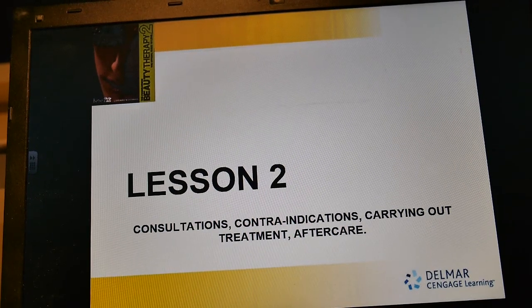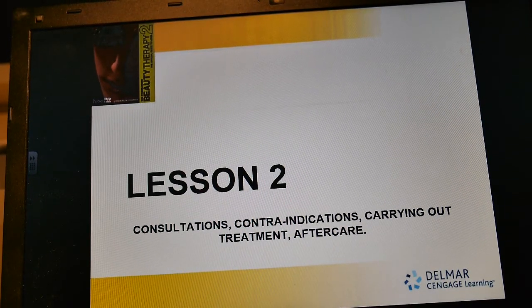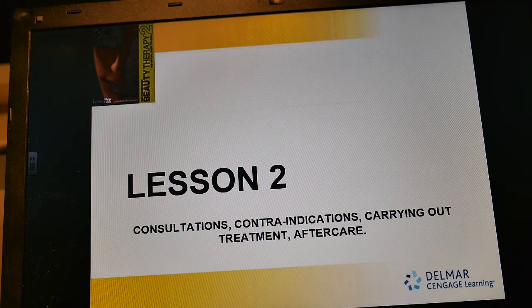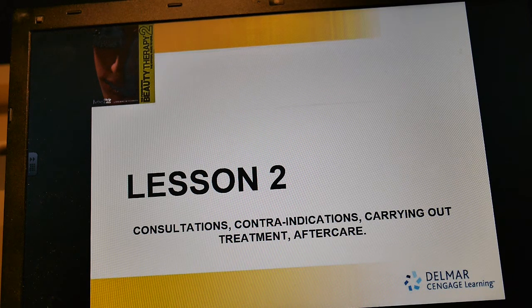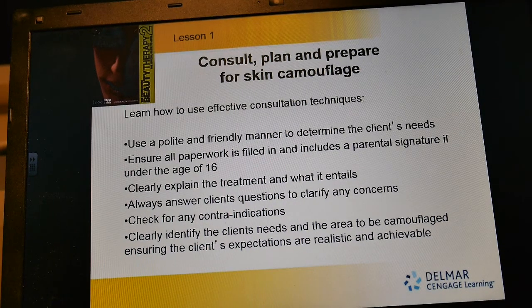Hi everyone, so this is lesson 2 of Skin Camouflage and this is all about how to carry out the consultation techniques, just some little tips, discussing some of the contraindications that may need medical referring, carrying out the actual treatment itself, so some little tips on how to position the client, etc. and then how to provide effective aftercare advice as well.